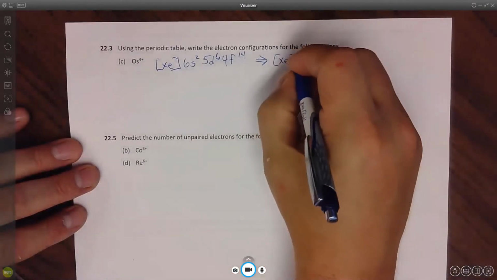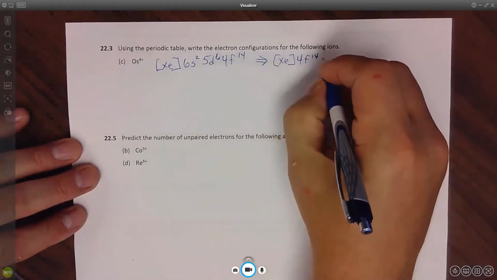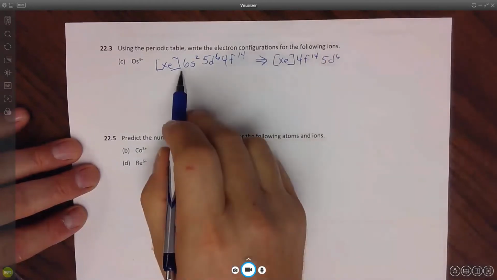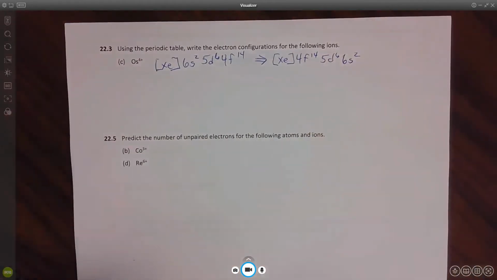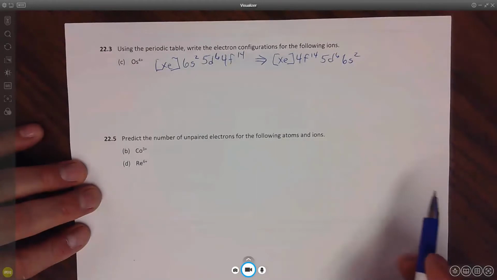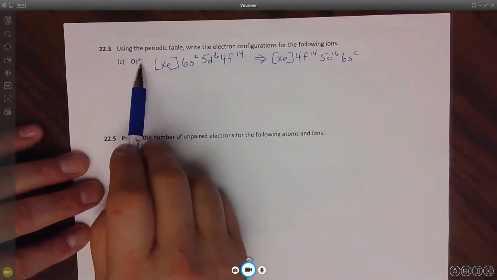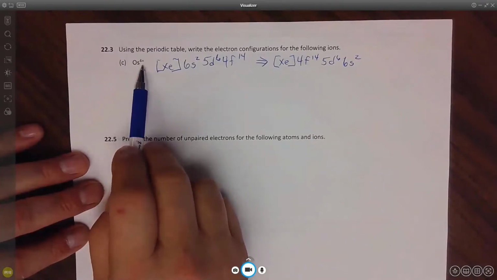So we're going to go 4F14. Then our 5, so 5D6, and then our 6, so 6S2. Now that is the way the electrons actually come off these atoms. Okay, so now we have a +4, which means we're shy 4 electrons. So we've got to remove 4 electrons.